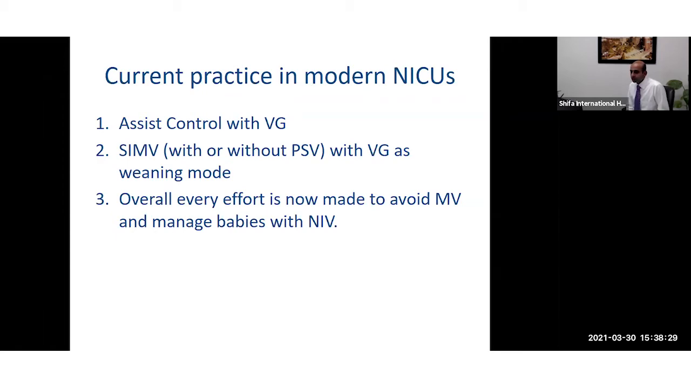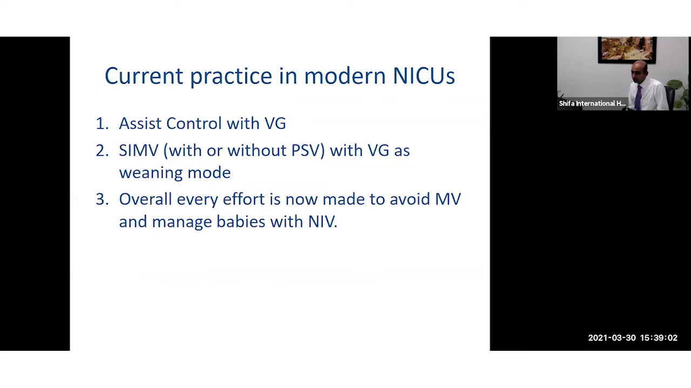We can also use SMV with or without pressure support ventilation with volume guarantee as a weaning mode, especially for babies who have been on the ventilator for a long time, or babies who have failed extubation before. We want to see that these babies will be able to manage on their own off the ventilator. We can use SMV for a brief period with a low backup rate, with or without PSV. If the babies are stable on low backup rate with good gases and low FiO2, then extubation is more likely to be successful.